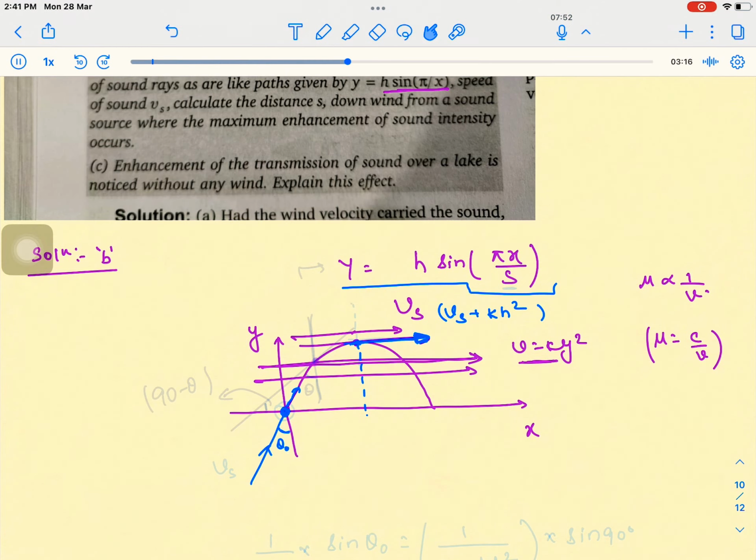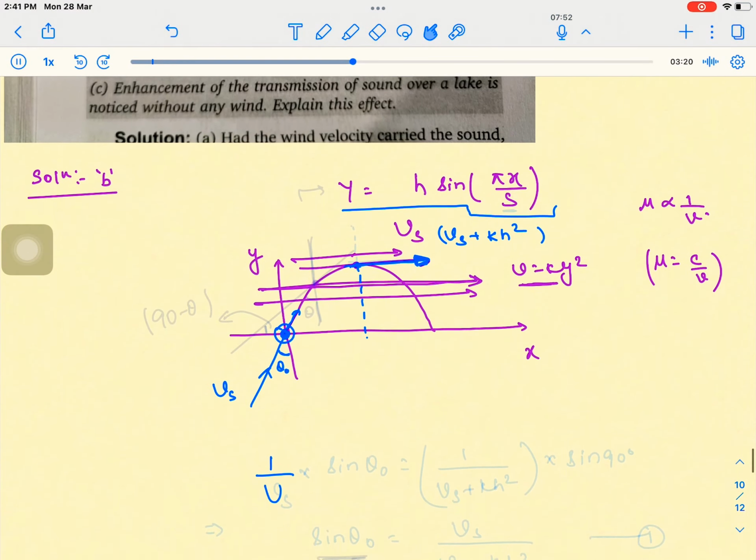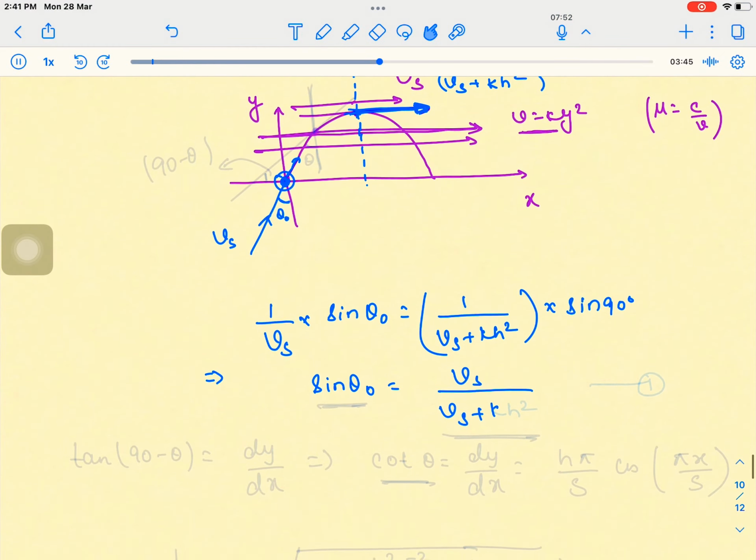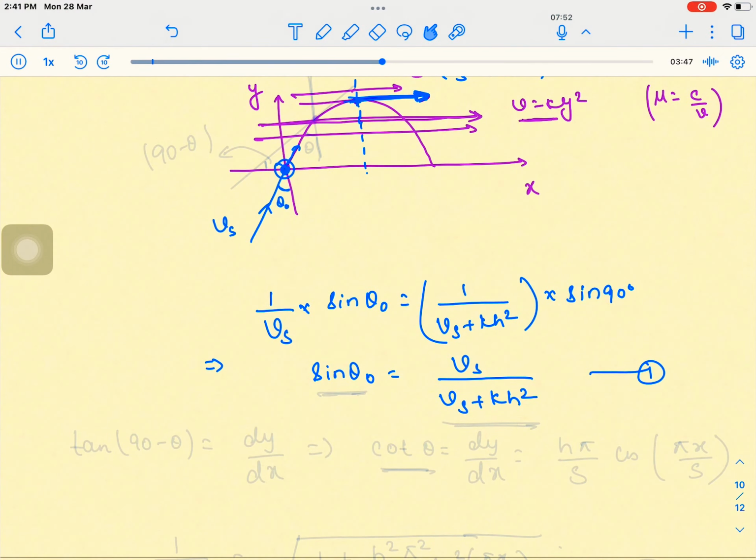So now when I apply Snell's law, saying this is the speed of sound, 1 by Vs into sine theta naught is equal to 1 by Vs plus kh square times sine 90. As we can see, the angle with respect to vertical, that's sine 90. So from here I get sine theta naught is equal to Vs upon Vs plus kh square. But this is not what we are supposed to find out. We are supposed to find out the value of this s.